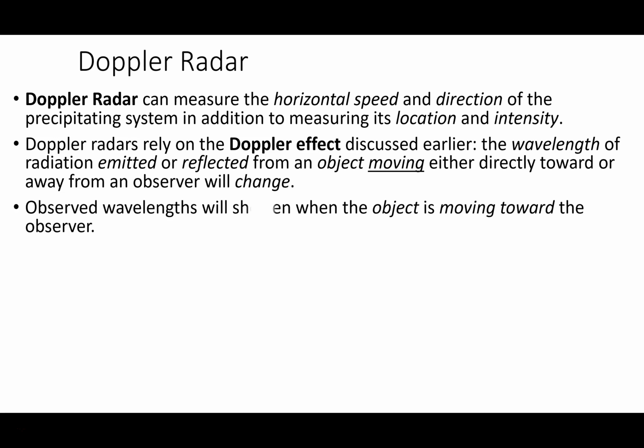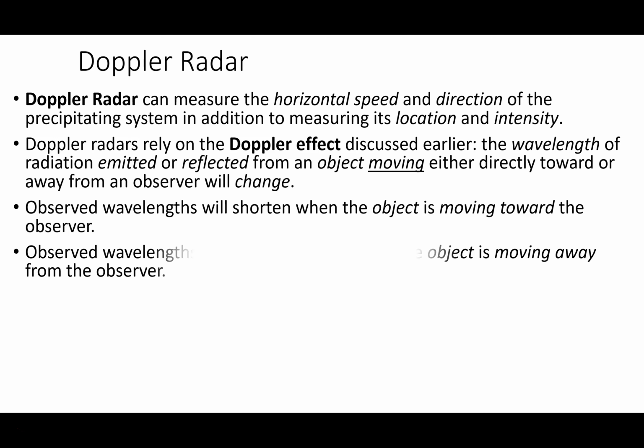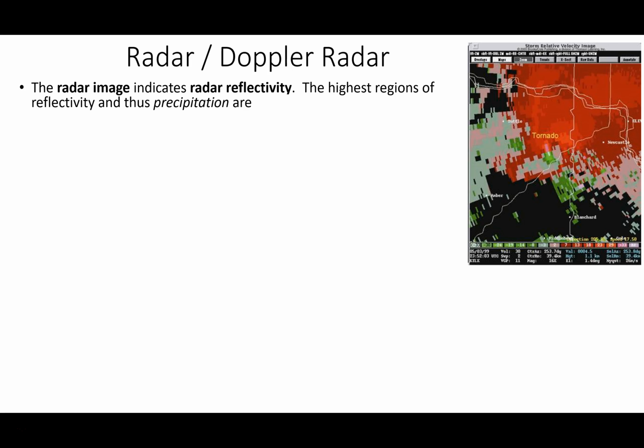So what meteorologists can do is look for rotation. Sometimes meteorologists will say, oh my gosh, there's rotation. And the way they determined that there's rotation was this Doppler radar.